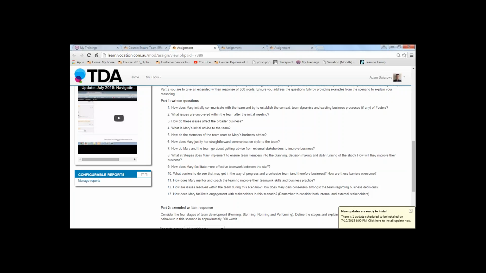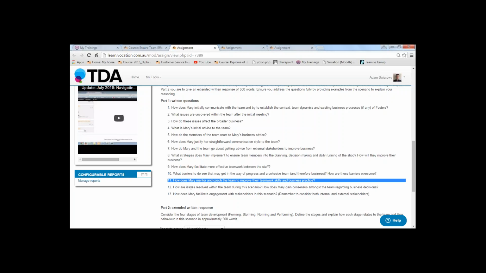Question 10, what barriers do you see that may get in the way of progress and a cohesive team, and how are they overcome? There's a few issues that still remain. Talk through those issues. Question 11, how does Mary mentor and coach the team to improve their teamwork skills and business practice? Some of these things you might have already touched on in previous answers. You might feel there's a little double up. That's okay. Question 12, how are these issues resolved within the team during this scenario?